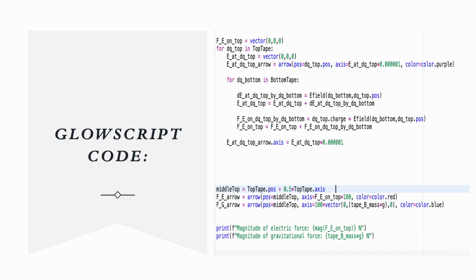Here's the last portion of my code. On the top of the code is a nested for loop that uses the superposition concept to calculate the whole electric force. On the bottom of the code, I create two arrow objects representing the electric force and the gravitational force. Last, I use two print statements to print out my output.